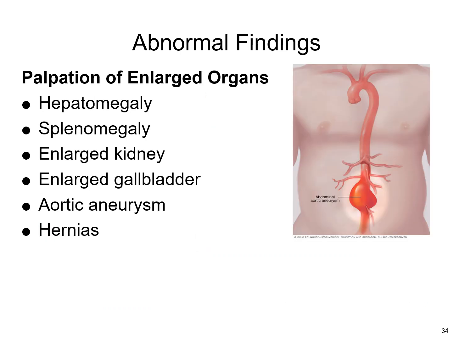Some more abnormal findings are the enlarged organs, hepatomegaly. This is enlarged liver, splenomegaly, enlarged spleen, enlarged kidneys, gallbladder, and aortic aneurysm as pictured over on the right. This is where the wall of the aorta becomes weak and it protrudes, and this can rupture. And then we have hernias.